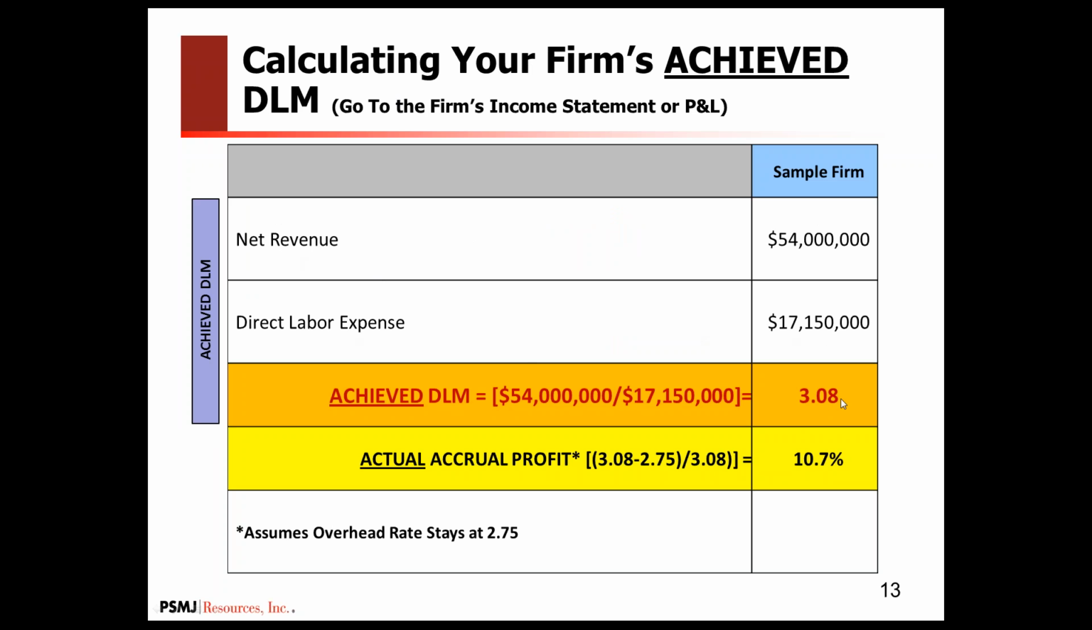So our goal was 3.25. Our actual achieved was 3.08. So we didn't quite make the 15.4% profit we had hoped, and our actual accrual profit should have been somewhere around 10.7%. Again, I take the achieved direct labor multiplier minus our break-even, assuming that our overhead rate stayed the same, and that resulted in just a little under 11% profit.